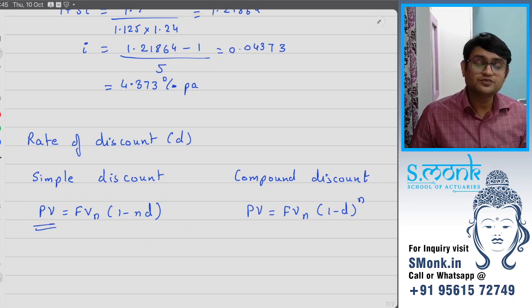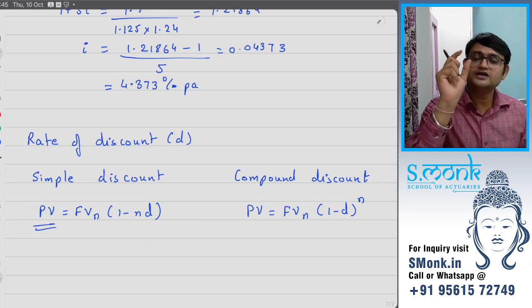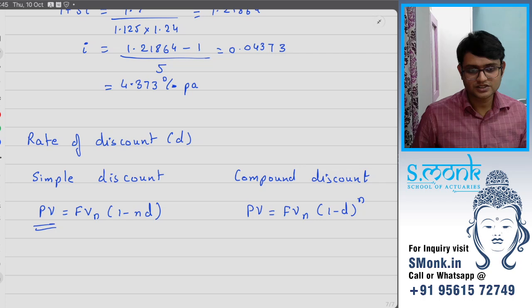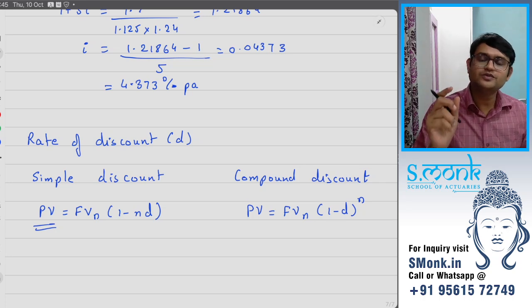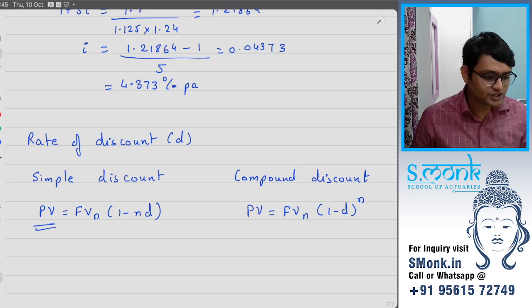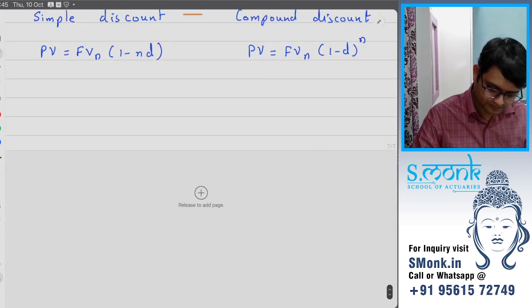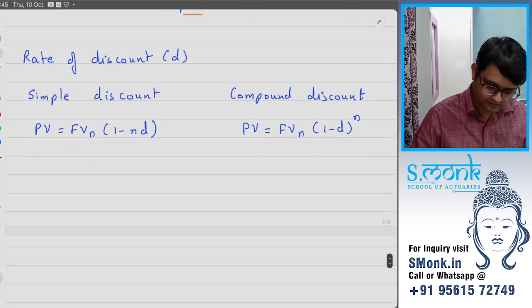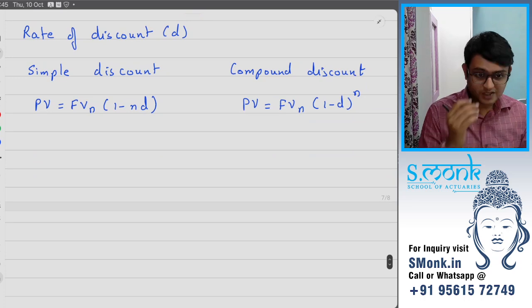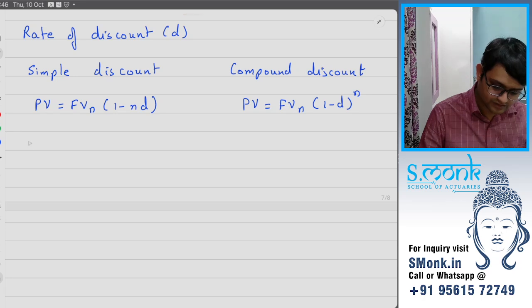And we know that simple interest is used when the amount is less and the time period is also less. Similarly, simple discount will only be used when amount is less and time period is also less. Okay. So I hope you understand what rate of discount is.